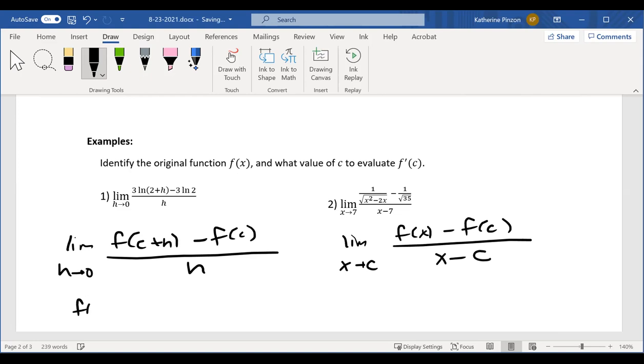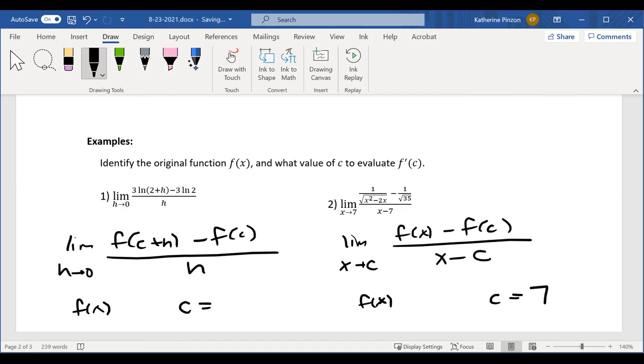Okay, so I want to know what's my function and what's my c where I'm finding the derivative at. So in each of these questions, you're trying to figure out what's your function f of x and what's your c where you're finding the derivative at. In your number 2, it's easy to find out what c is, right? What's c in number 2? 7, because it says the limit as x approaches 7. 7 is my fixed point. I'm taking my limit as I get closer and closer to 7 of this slope. So in this case, c is going to be 7.